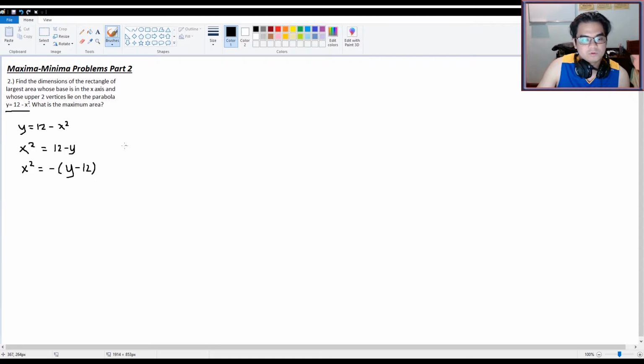Okay. So now we can see that since the x is squared, the opening of this parabola must be either upward or downward. But since this is negative, the opening of this parabola is downward. And the vertex of this parabola, since x squared doesn't have any variable with it, the x-coordinate is 0, and for negative 12, the sign must be changed. Therefore, the vertex is (0, 12).